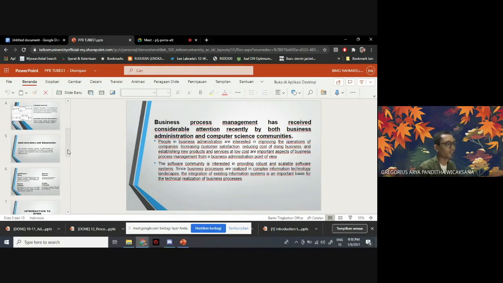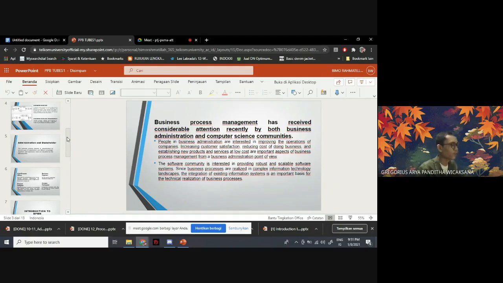Business process analysis generally involves mapping processes and sub-processes within them down to activity levels. And business process management has received considerable attention recently from both business administration and computer science communities. People in business administration are interested in improving the operation of companies, increasing customer satisfaction, reducing the cost of doing business, and establishing new products and services at low cost. These are important aspects of business process management from a business administration point of view.